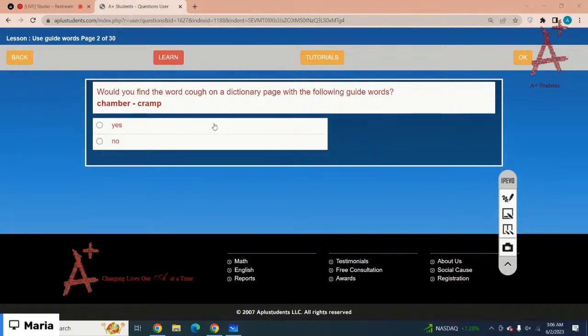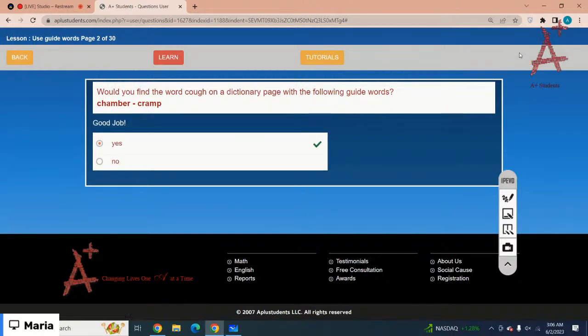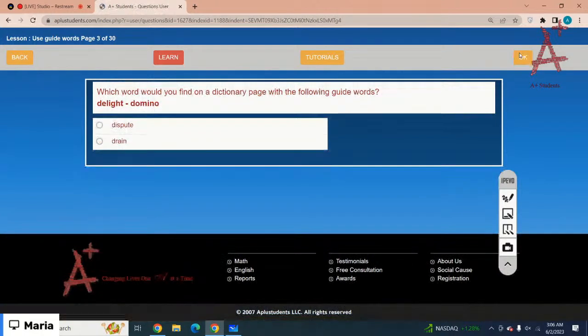Why is it yes? See, it's yes. Because in cuff, the second letter is O, and O is in between. I forgot the letters, H and R, I think. Got it?